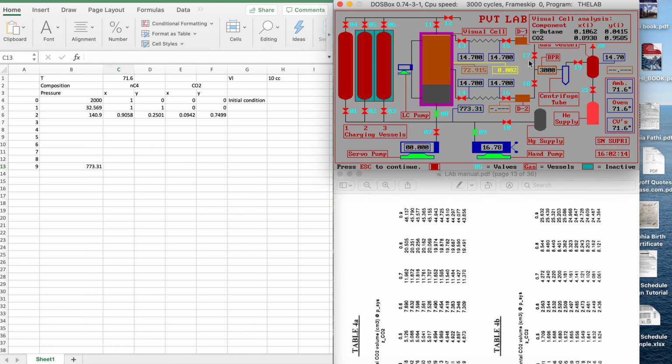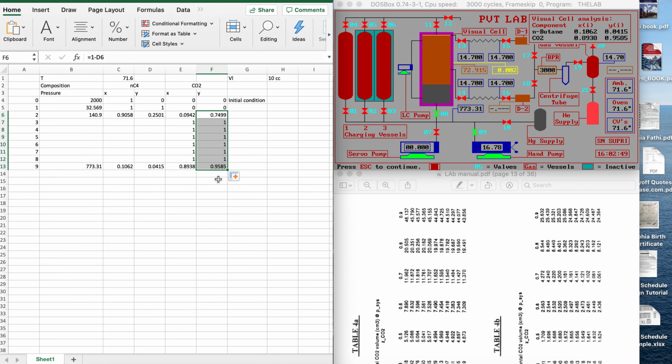I'm going to use F10, and I'll get the composition. So now the N-butane liquid is almost 10%, 0.1062. The N-butane gas is 0.0415. And I know 1 minus that is this, and 1 minus that is that.